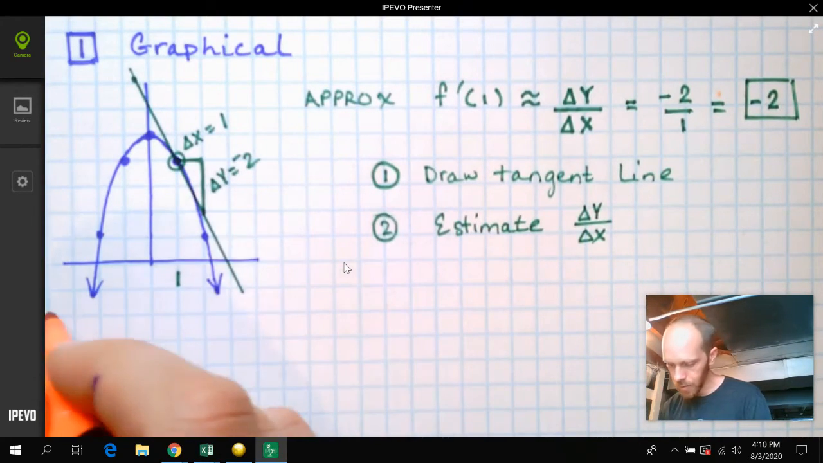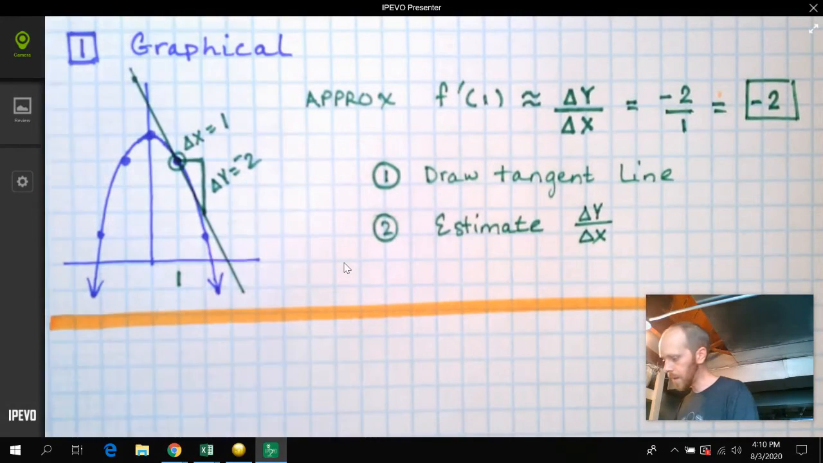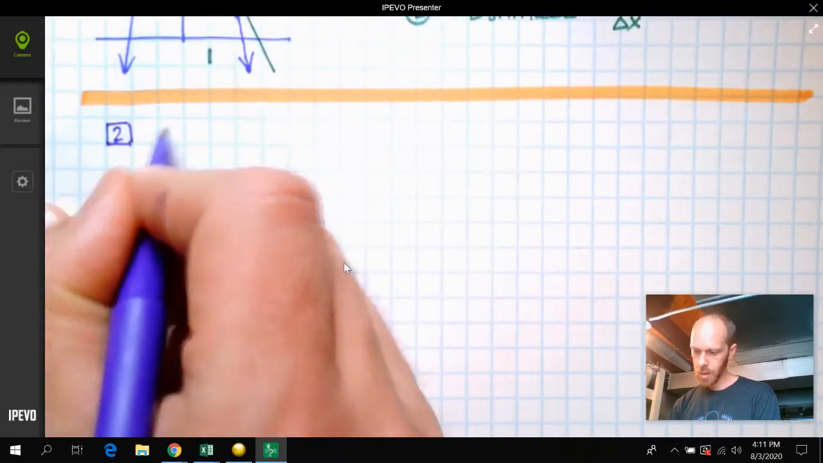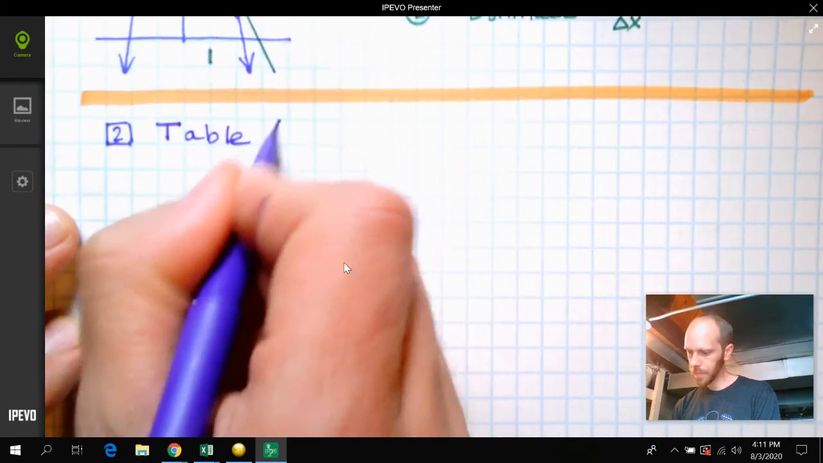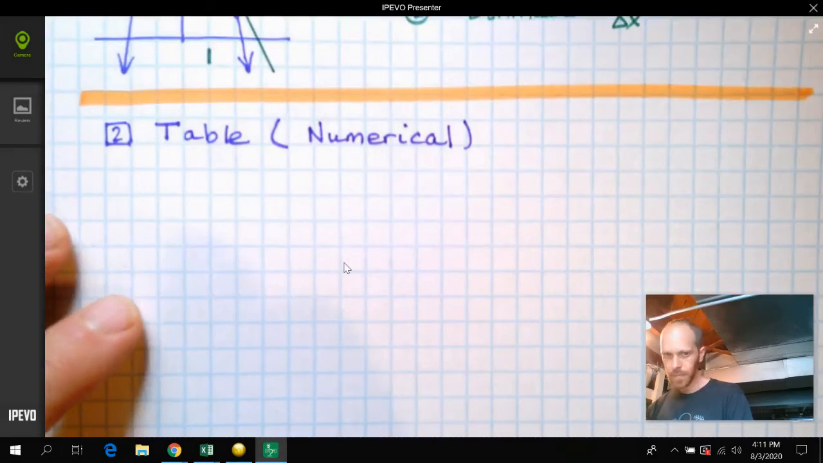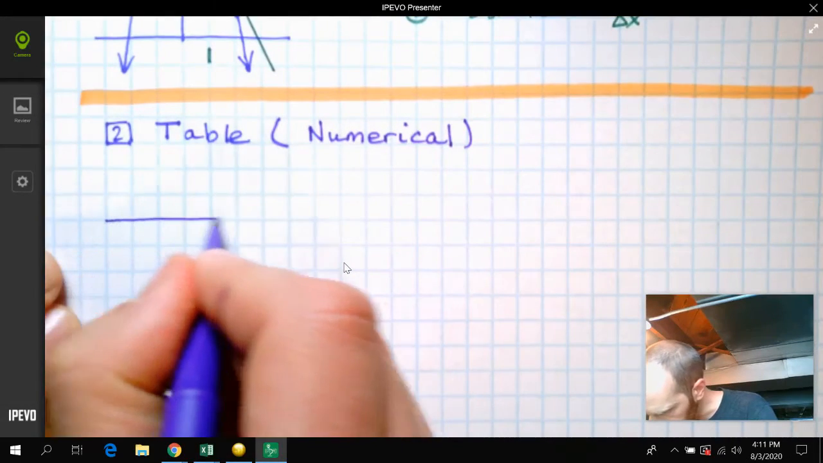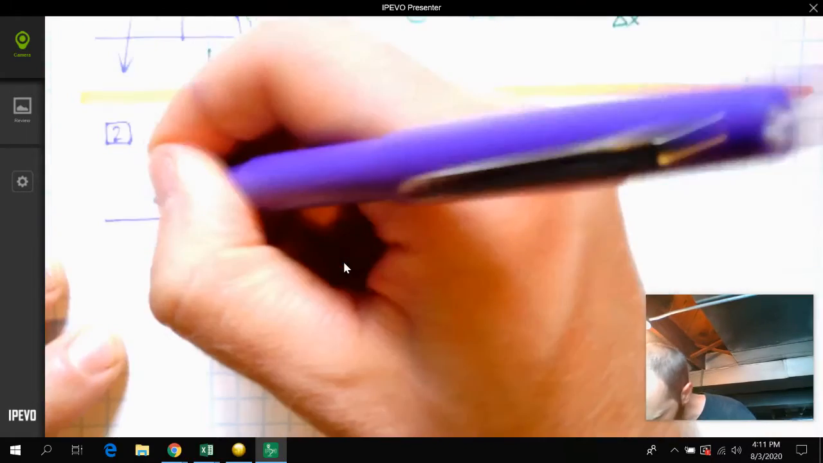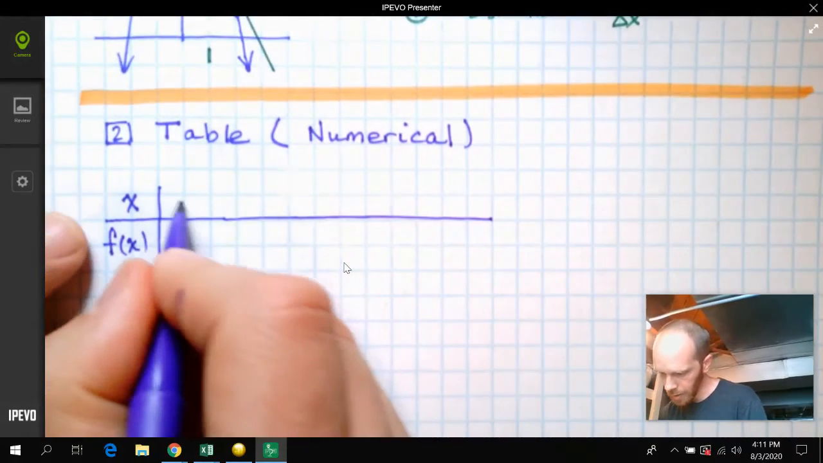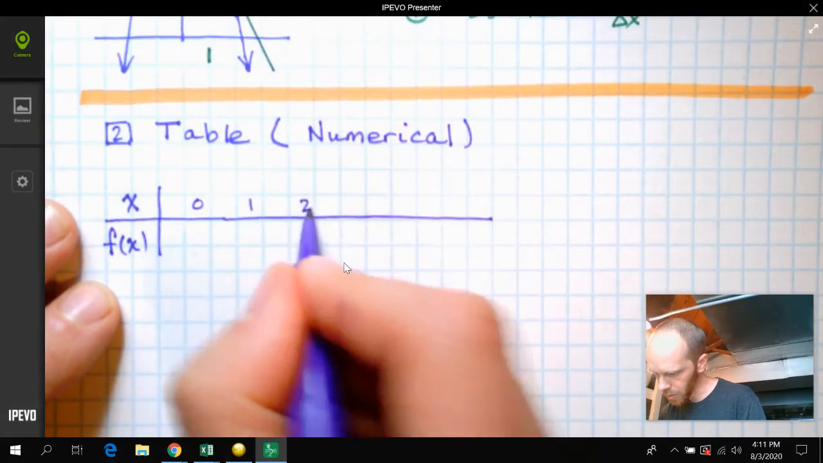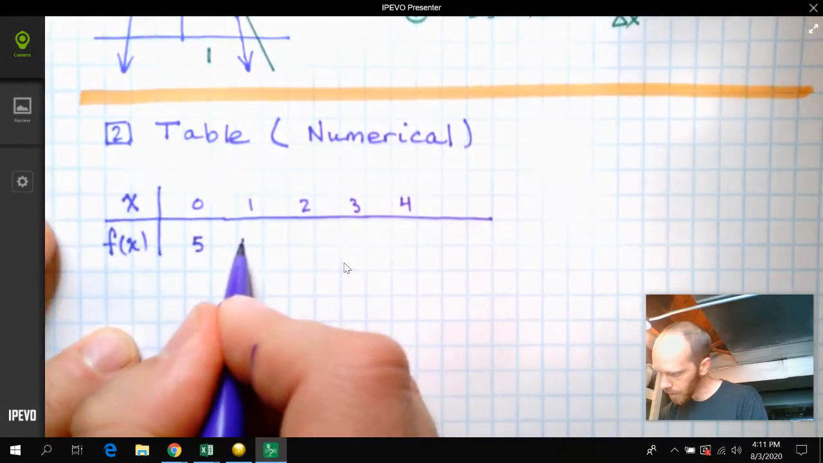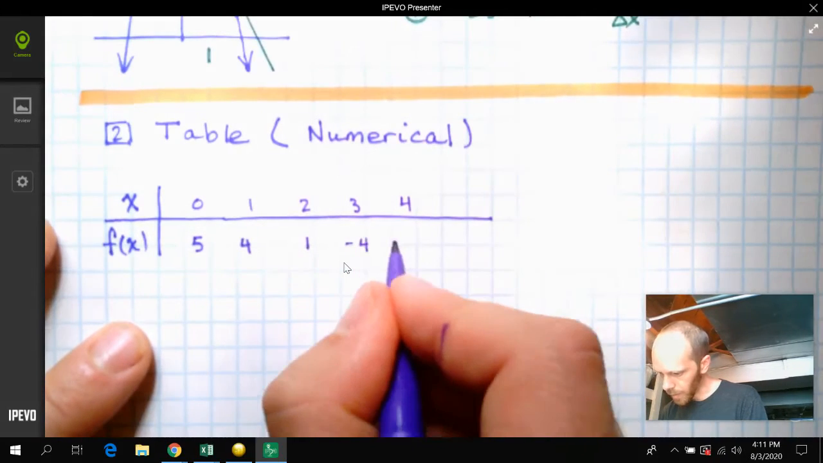I promised you guys 3 methods, so let's look at another one. Second one is what I'm going to call the table method. Your book will refer to this as numerical. All right, and so I need to give you a table. Let's do a table that looks something like this. X, f of x. Let's pick some x values. Let's go 0, 1, 2, 3, 4. And let's do some y values. Let's go 5, 4, 1, negative 4, negative 11.